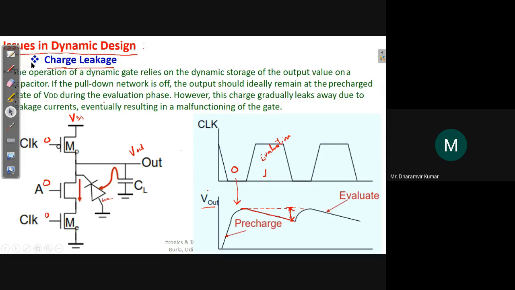So this is what is written here. The operation of a dynamic gate relies on the dynamic storage of the output value on a capacitor. If the pull down network is off, the output should ideally remain at the pre-charged state of VDD during the evaluation phase. However, this charge gradually leaks away due to leakage currents, eventually resulting in a malfunctioning of the gate. This is one issue in these dynamic circuits.